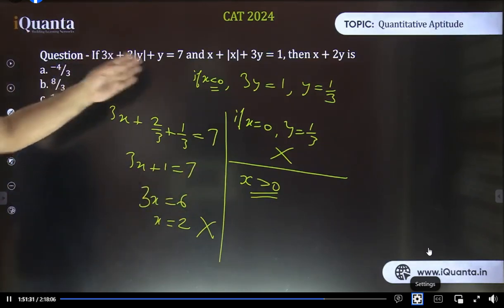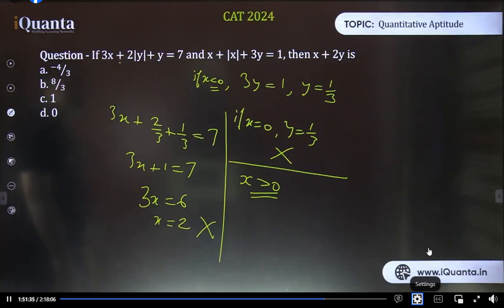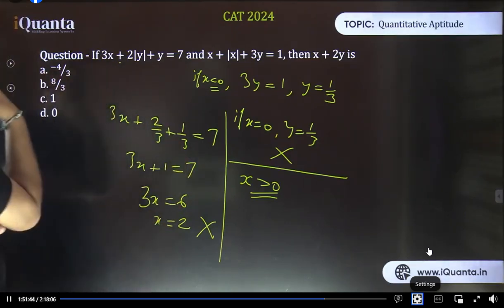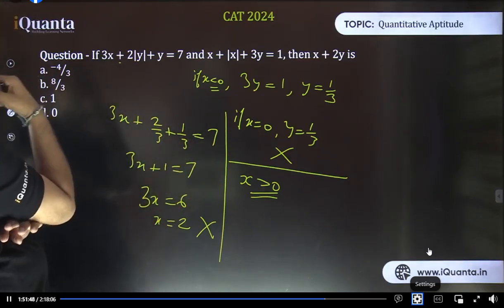Now that x is positive, we can see what about y. Now easily we can see the cases about y, what values it comes out to be. So basically we have to check the values. So let's solve it completely. X is positive, that we have got to know. Now what about y?